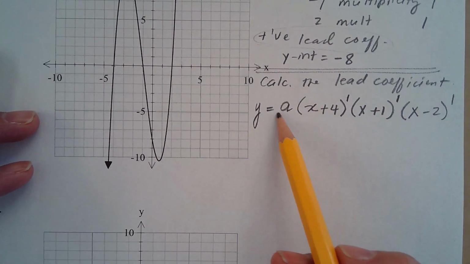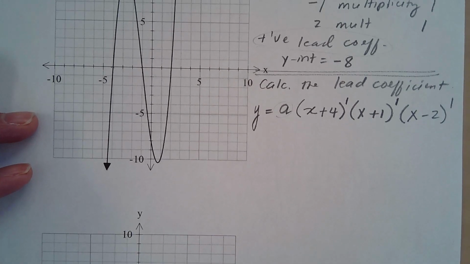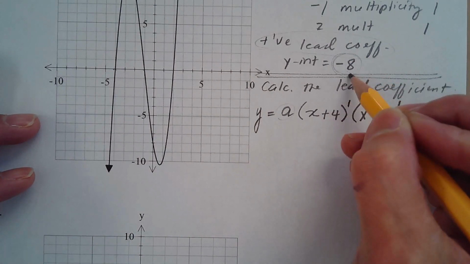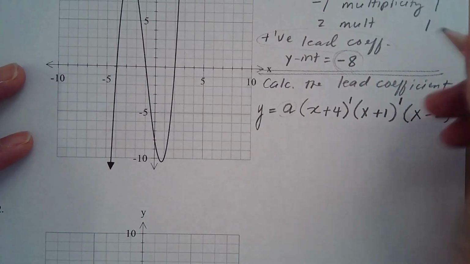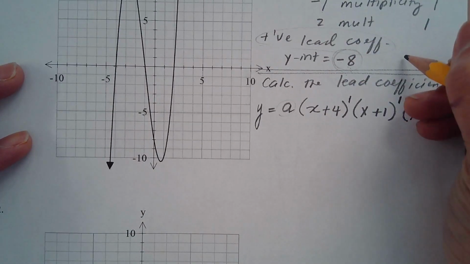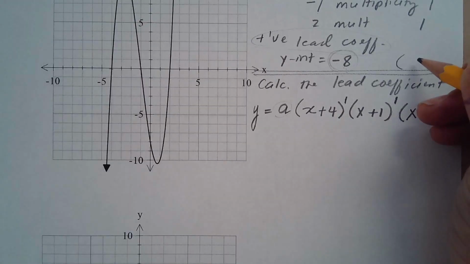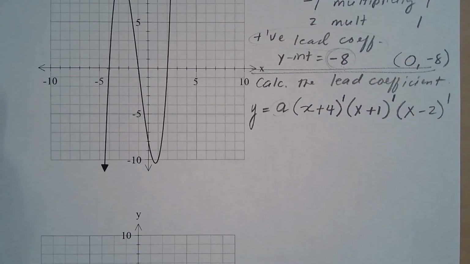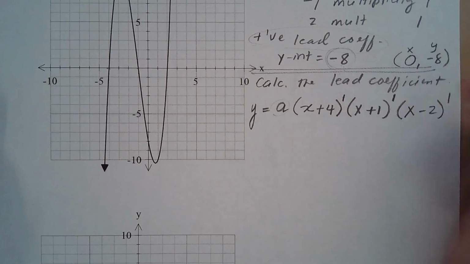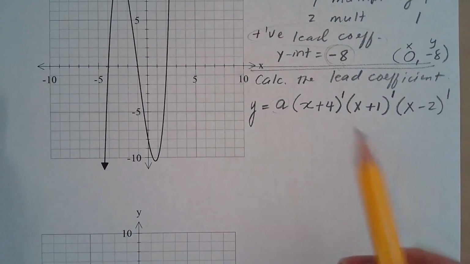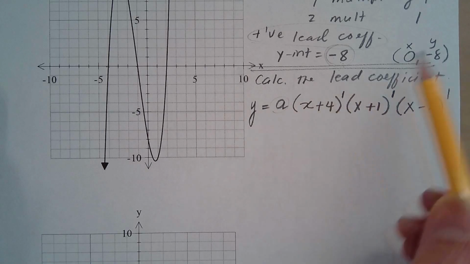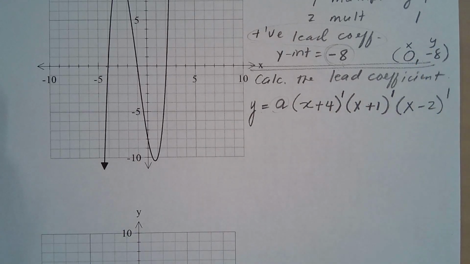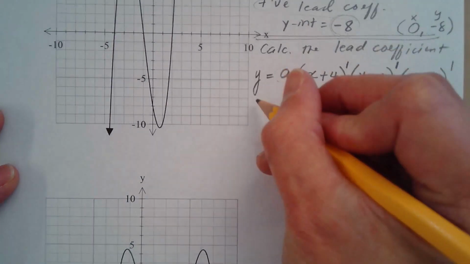Now, how can we figure out the A? Well, this is what we could do. We could use the y-intercept, a point on the graph. If the y-intercept is negative 8, that means the point is (0, -8). Is that okay? Because x is 0, y is negative 8. So we're going to substitute 0 for x and negative 8 for y. So, what does that look like?